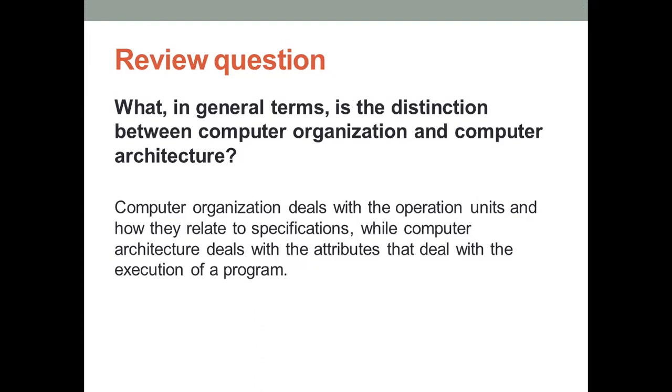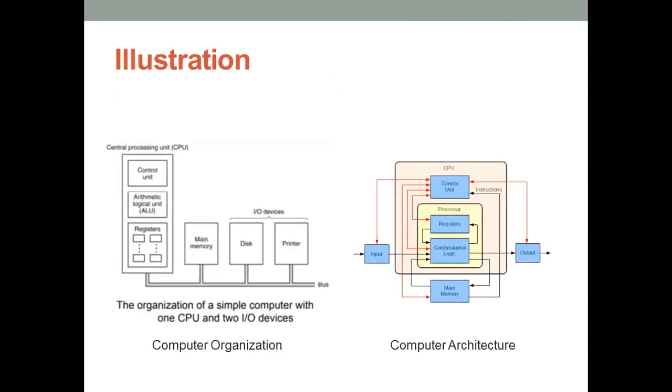It means the design of the processor, how it works. That is computer architecture. Okay, so here is the illustration. You can see that computer organization is organized hardware. In this illustration, we can see it organizes main memory, disk, and printer. But in computer architecture, they organize many programs like the input output program, main memory, combinational logic, and registers in one CPU. All of this we call computer architecture.